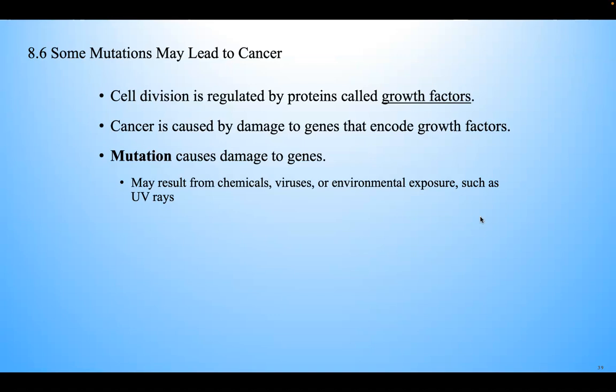The mutation causes damage to the genes, and this mutation could come from chemicals, viruses, or environmental exposure to things like UV rays. So our gene mutations for cancer are typically coming from chemicals, viruses, or environmental exposure to things like UV rays from the sun. Once that chemical or virus or UV ray has damaged the DNA, often that can damage the instructions for our growth factors. So now we are not getting the right signals of when we need new cells and when we need to stop making new cells.